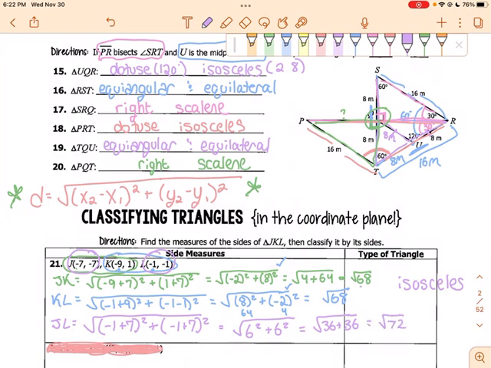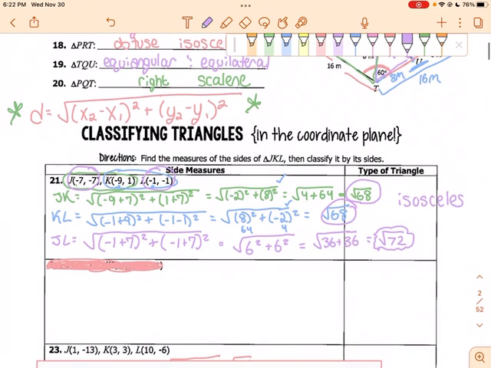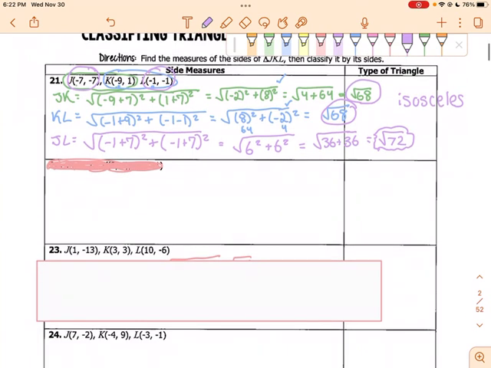If so, you can stop there. Just say isosceles because you know that one will be different. If not, you can just keep going, and then you're just comparing all these numbers. So two the same, one different, isosceles.